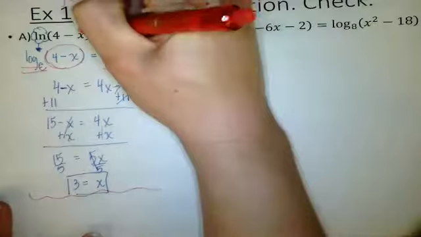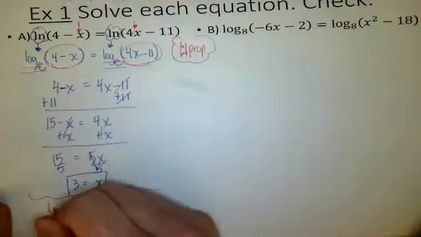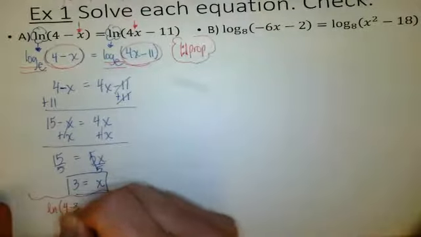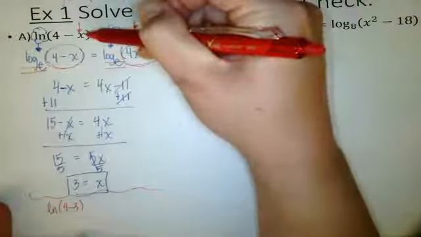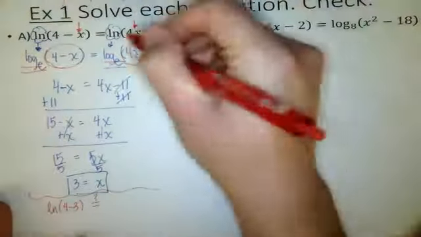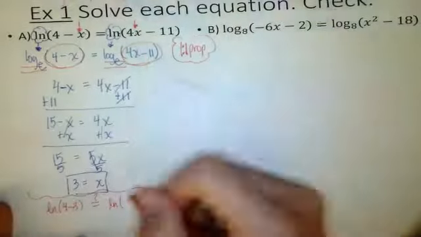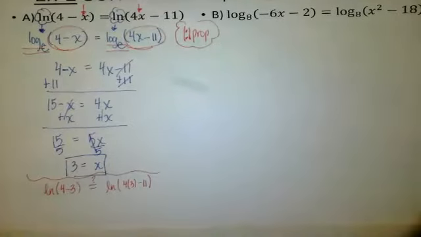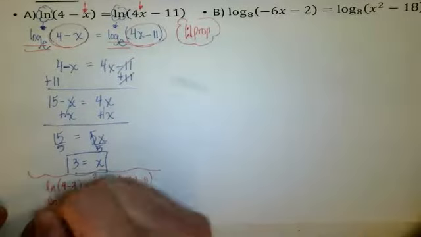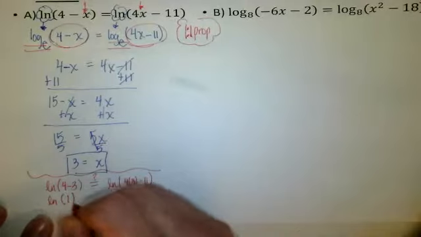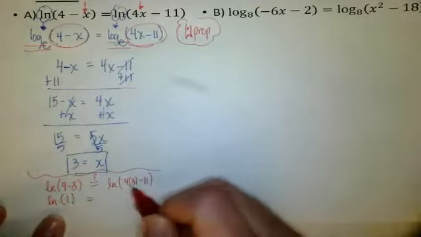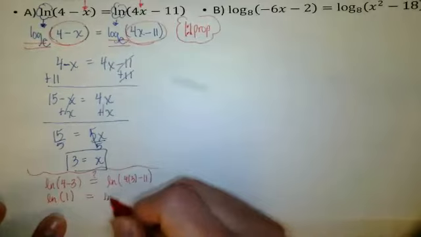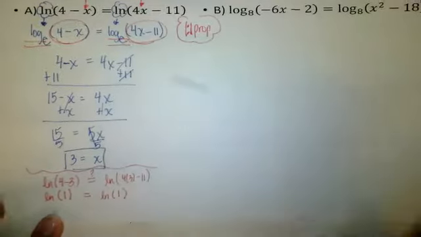So I'm going to take that value of 3 and plug it right back in. And I have the natural log of 4 minus 3 is supposed to equal the natural log of 4 times 3 minus 11. The nice thing is you have a natural log button on your calculator. Granted, these numbers are pretty easy, right? What is 4 minus 3? 1. And here, 4 times 3 is 12 minus 11. 12 minus 11 is 1.